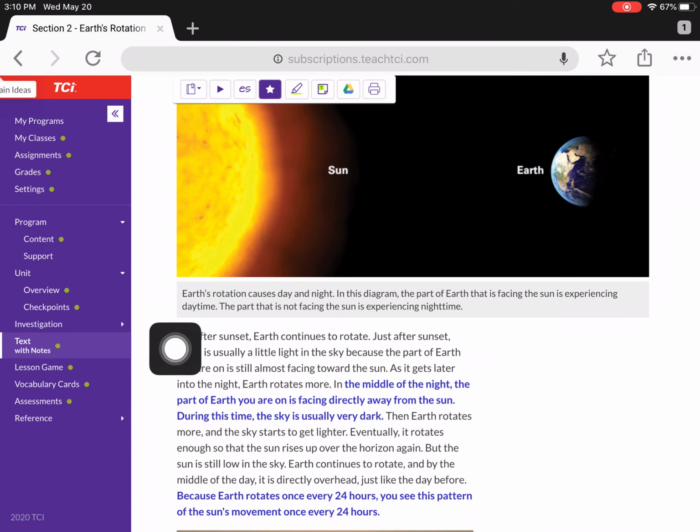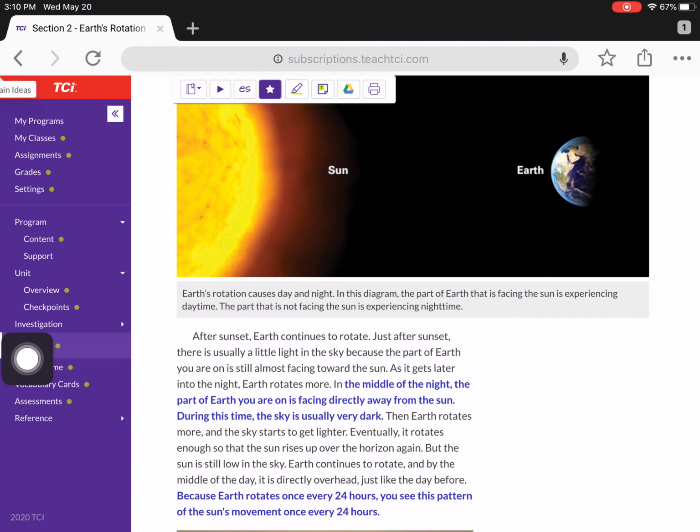We're going to go to the next section, but before we do, notice here's the sun, and here's the Earth. The side of the Earth that's facing the sun is lit up. It's illuminated, which is why it's day. Now, this other half back here that you can't see is facing away from the sun, which is why it's night. Next section.